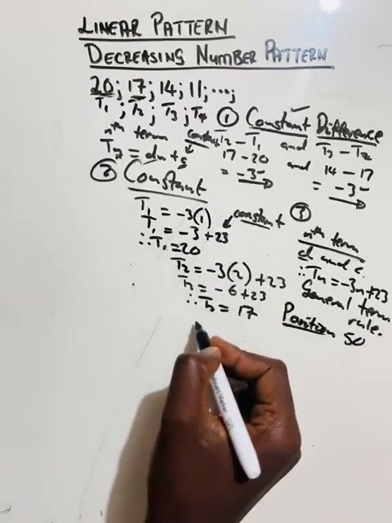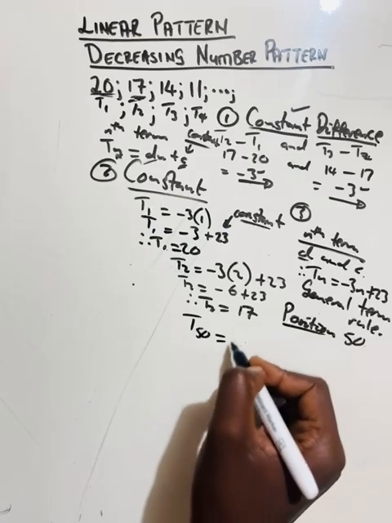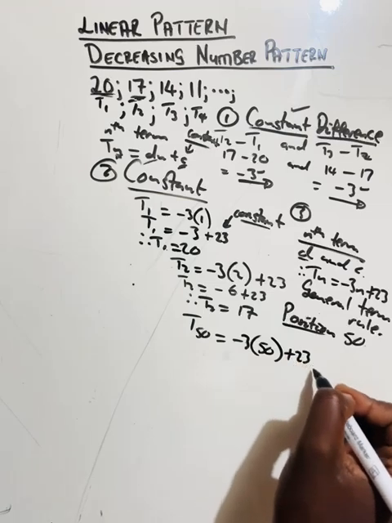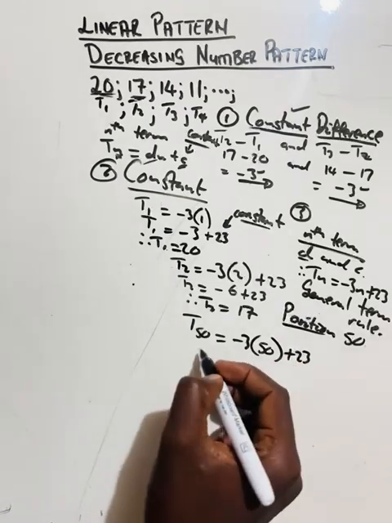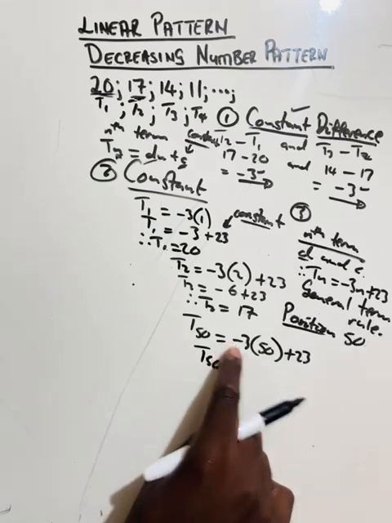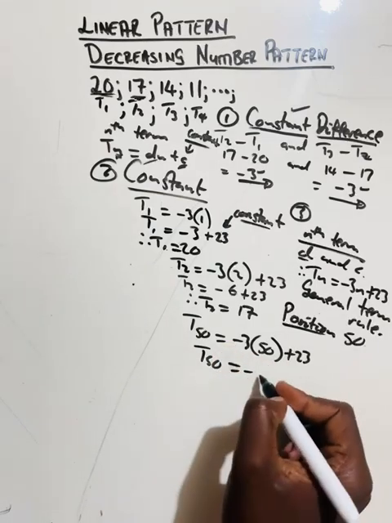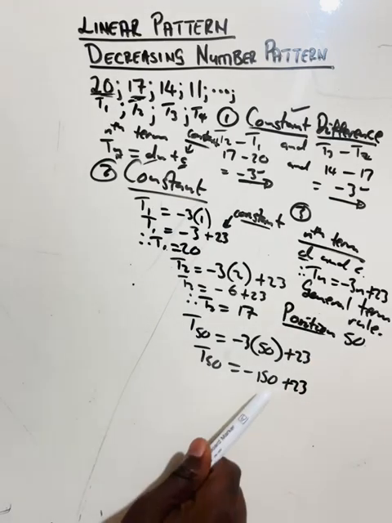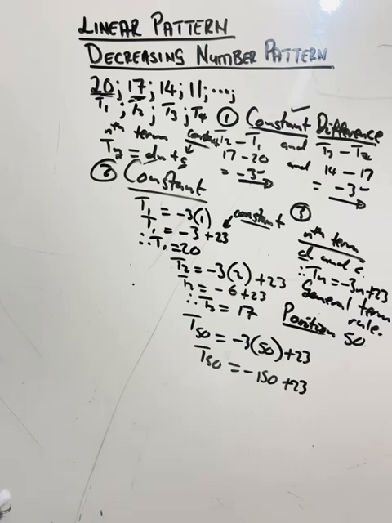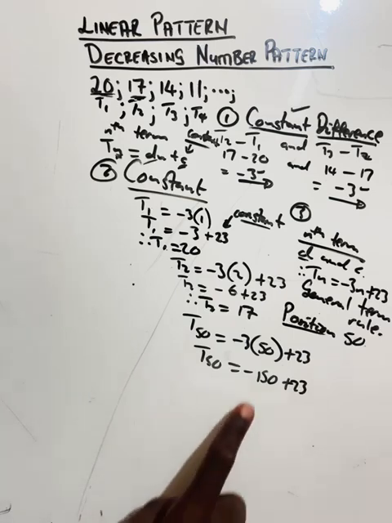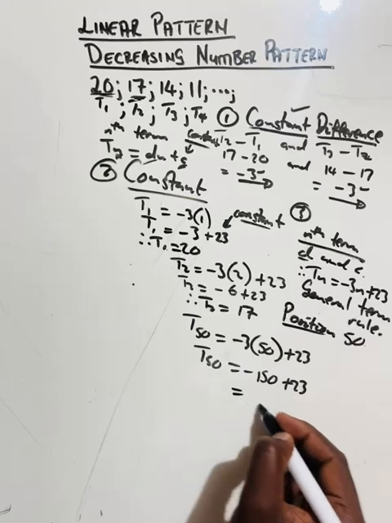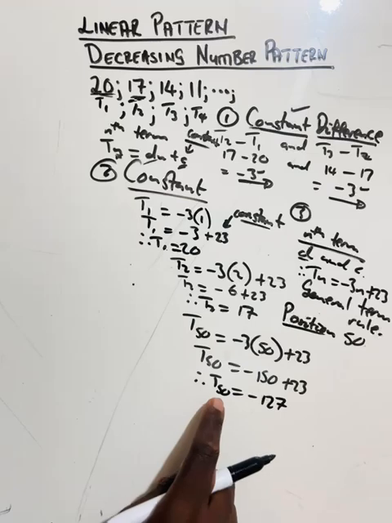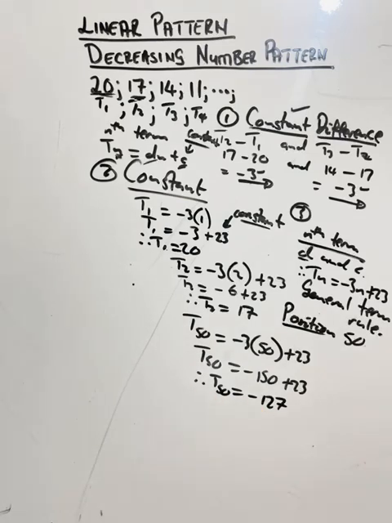What do we do? We now say term number 50 is equal to negative 3 multiplied by 50 and plus 23. Right? Now, we say term 50 is equal to negative times positive, it's a negative. 50 multiplied by 3, 150. Plus this 23, right? And when you say 150 minus 23, normally it gives you 127. But in this case, because there's a negative, your answer is negative 127. So therefore, you can conclude that your 50th term is equal to negative 127.